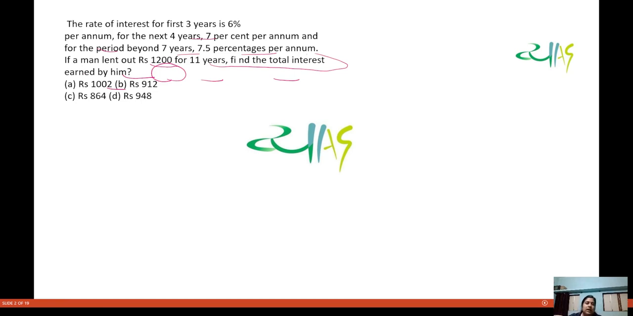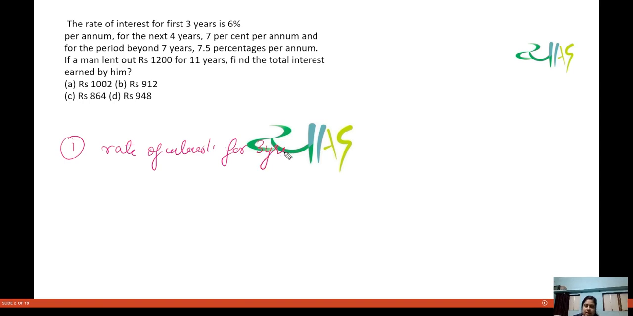Okay, the rate of interest is given for the first 3 years. Look at this, students: until and unless you are told that this is not simple interest, that this is compound interest, you can consider it as simple interest only. We don't find anywhere that compound interest has been mentioned here, so we will take this as simple interest itself. So what the question is saying, number one, is that the rate of interest for 3 years is 6%.